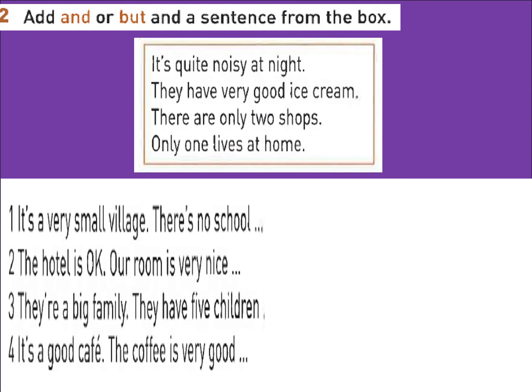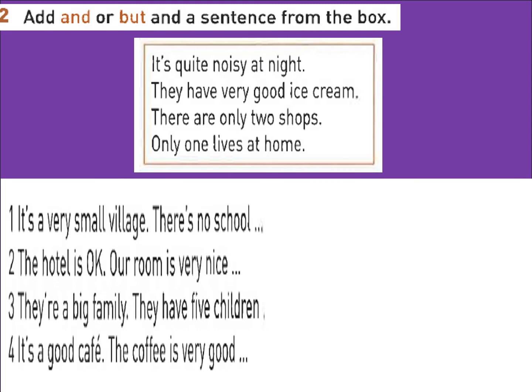Exercise 2. Add and or but and a sentence from the box. It's quite noisy at night. They have very good ice cream. There are only 2 shops. Only one lives at home. And the sentences? Number 1. It's a very small village. There's no school. Number 2. The hotel is okay. Our room is very nice. Number 3. They're a big family. They have 5 children. Number 4. It's a good cafe. The coffee is very good.